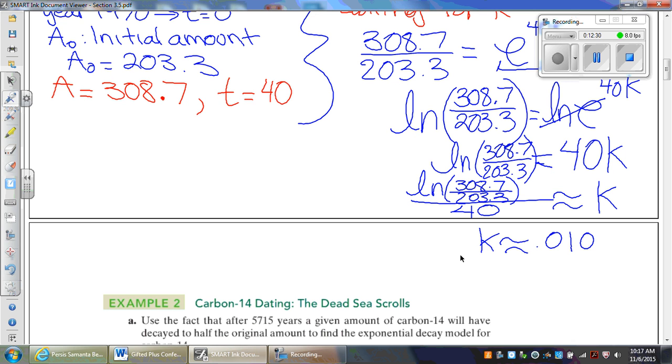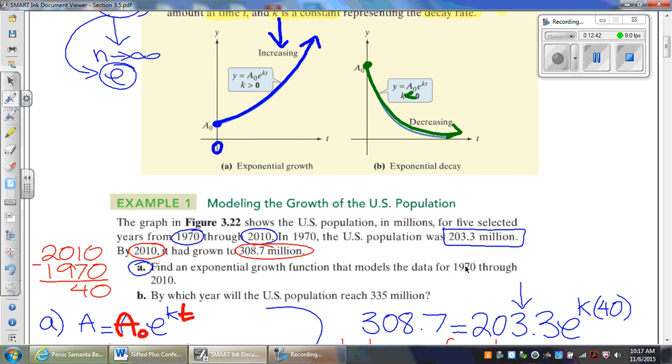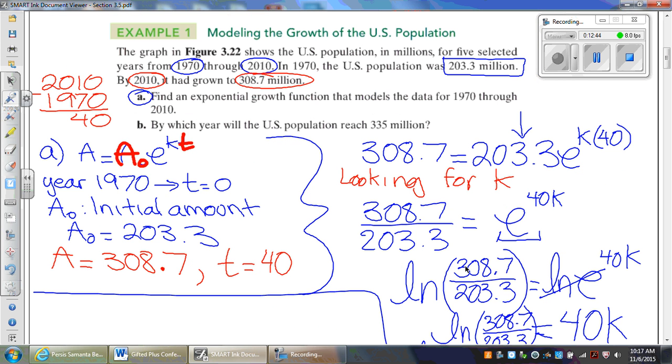0.010442. Okay, so let's round it like that. Okay, it's okay, guys. We'll have another opportunity for candy. Okay, so that will become the answer of part A. Well, not really that, but the answer will be, the question was find an exponential growth function. So our function will be the following.